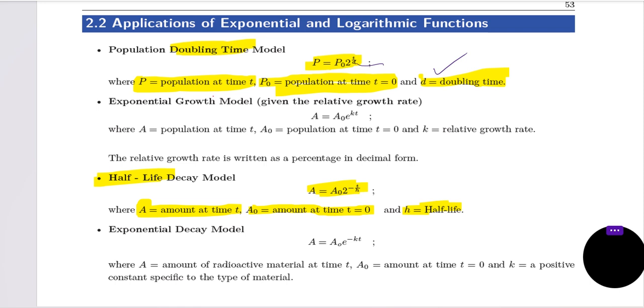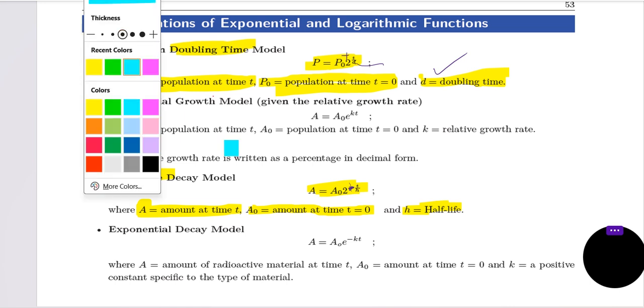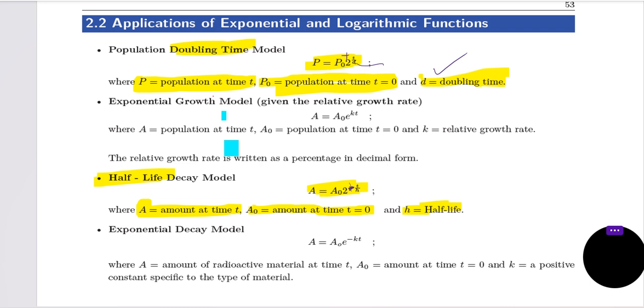Here there is a sign of plus for a doubling time, and here minus. This difference you can observe. And if there is exponential growth, just growth but no doubling time, then we use this rule. And if there is a decay but no half-life in the question, then we use this rule.